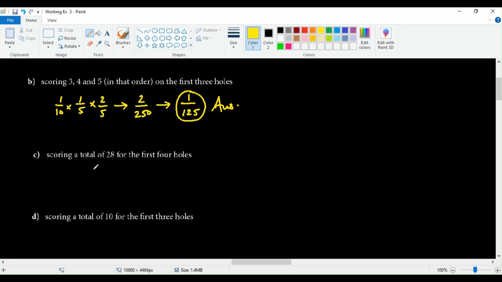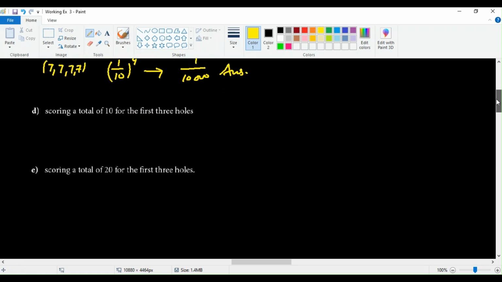Scoring 28. So the only possibility that we have is having 7, 7, 7, and 7. So this is the only possibility we have, and this is 1 out of 10 to the power of 4. So this gives us 1 over 10,000. This is the answer for this part of the question.